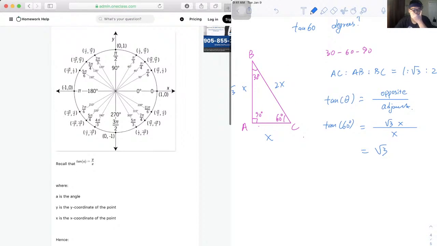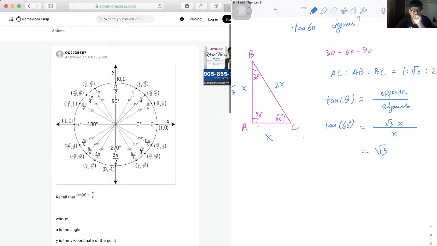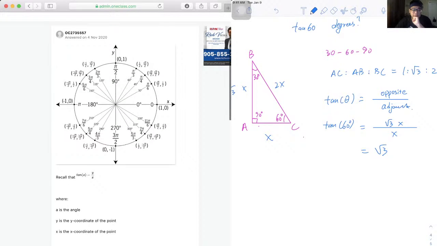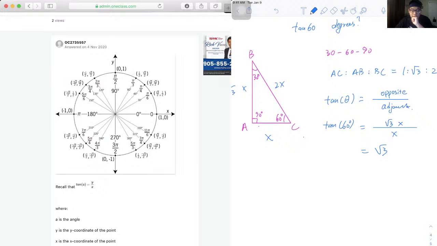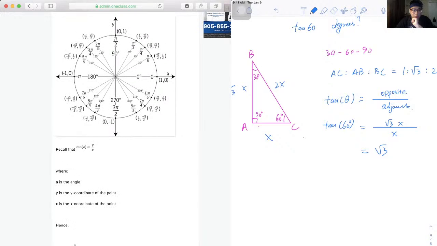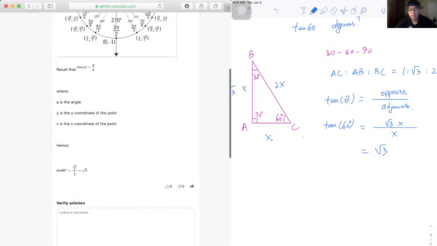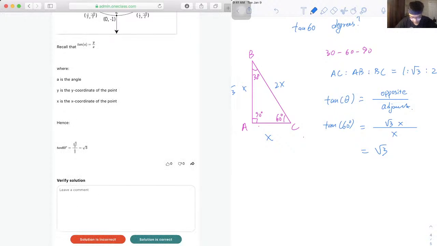Or you can also do it by following the senior tutor's solution. So he or she is solving this by approaching the unit circle. Recall that tangent A is equal to y over x, and A is the angle, so y is the y coordinate of the point, x is the x coordinate of the point. According to the unit circle, that will still give us root 3 as our value for tangent 60 degrees. Yeah, so either way works.